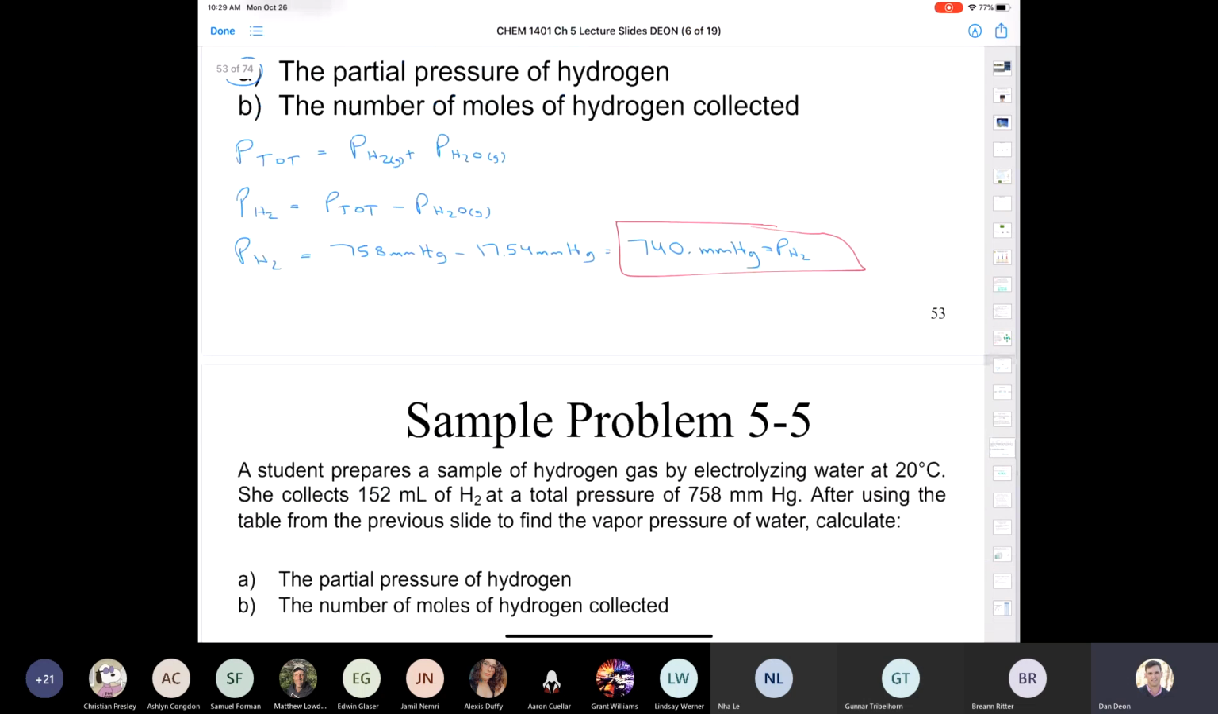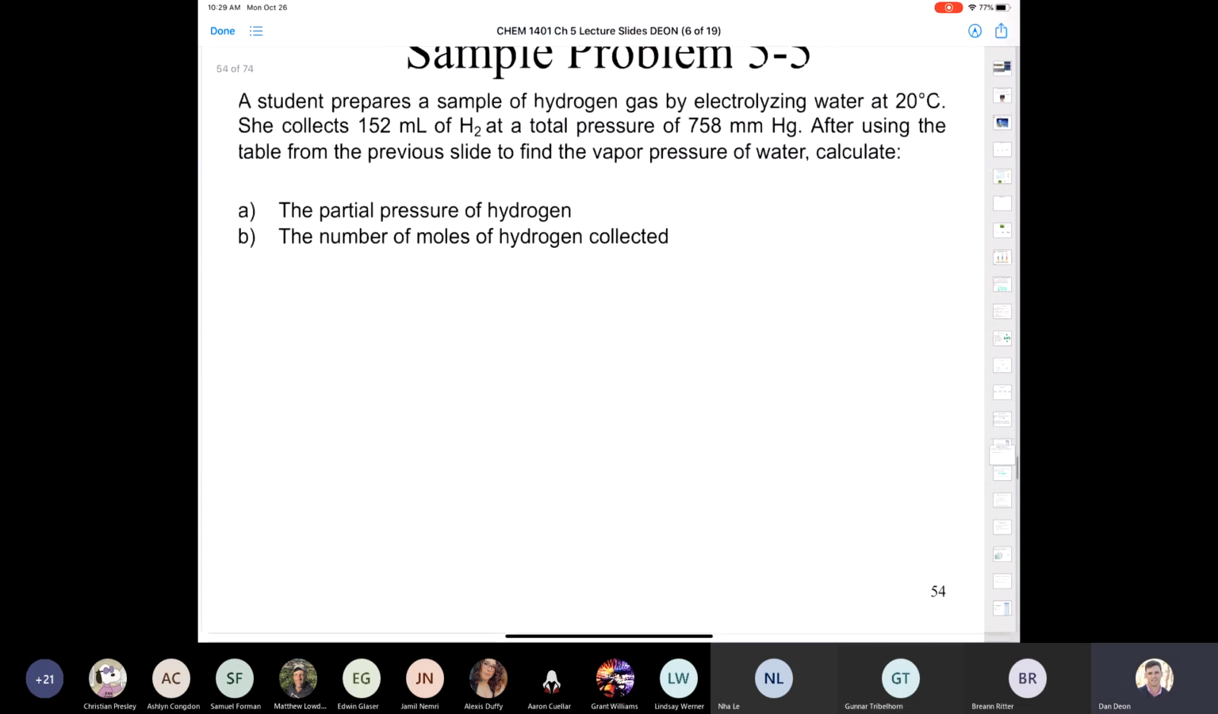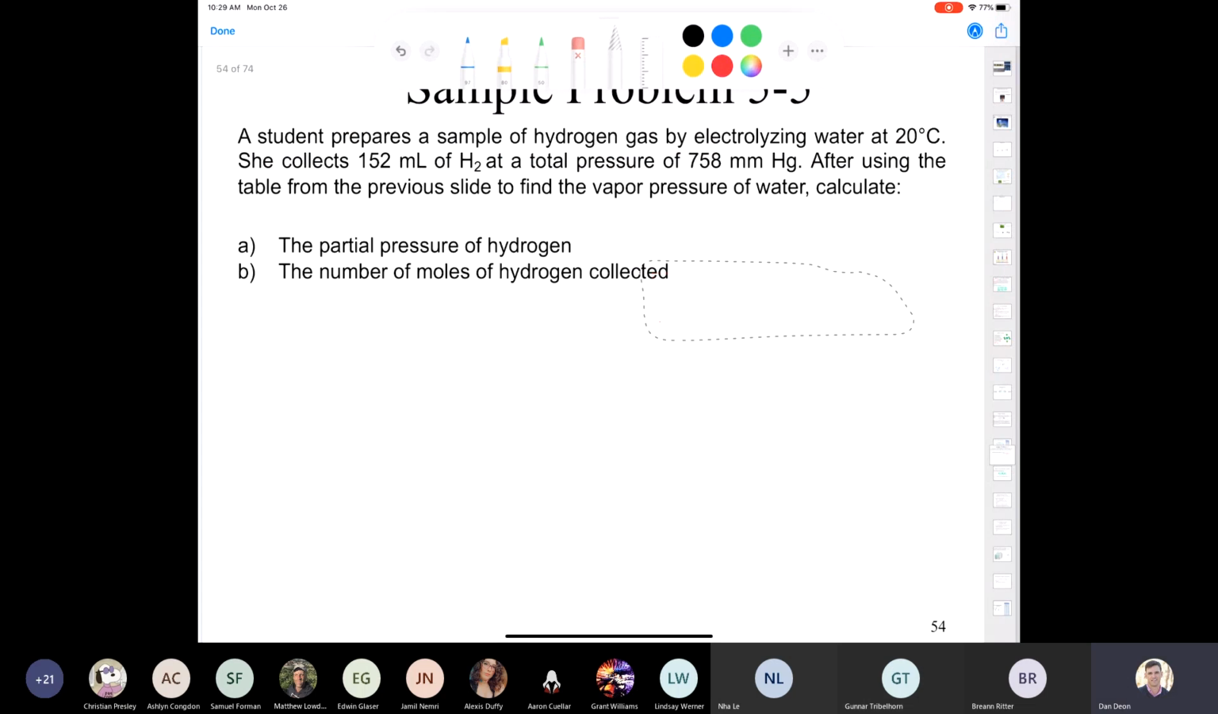Maybe I should do the old copy paste trick again. Take this, copy, bring that over here, paste. So we get this from the first part. And to solve for the number of moles of hydrogen collected, we know that PV is equal to nRT. If we want to solve for the number of moles of hydrogen, we have PV divided by RT.